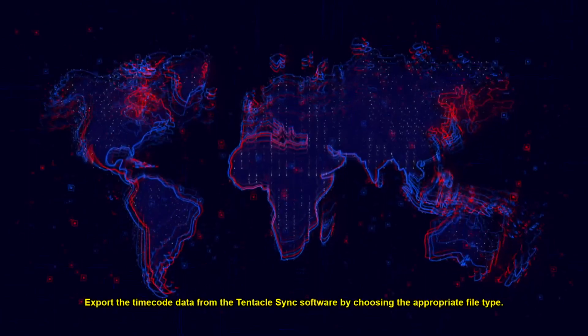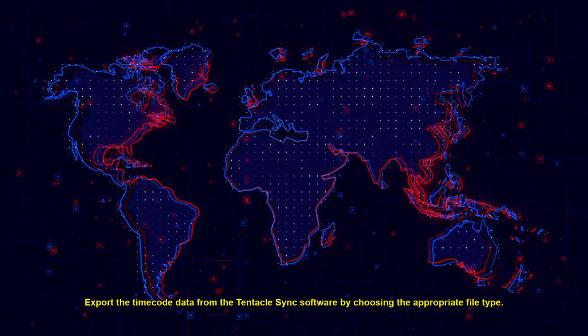Navigate to the project where you have recorded audio. Select the clips that you want to transfer timecode from. Export the timecode data from the Tentacle Sync software by choosing the appropriate file type. Save the exported file to a location that is easy to find, such as your desktop.